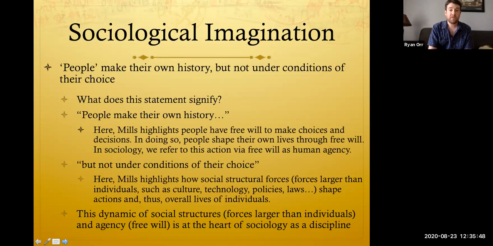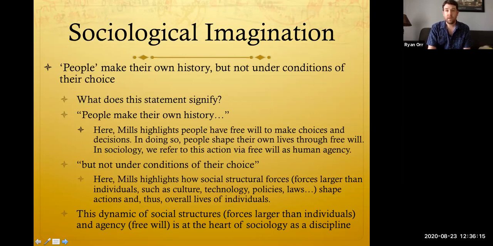But then we need to turn our attention to the second part of the statement: but not under conditions of their choice. This is important because it gets into the sociology, into how we think, that sociological imagination we're talking about. He says that we do have free will, we do have agency, but we have a lot of conditions that shape our choices, or perhaps limit our choices.